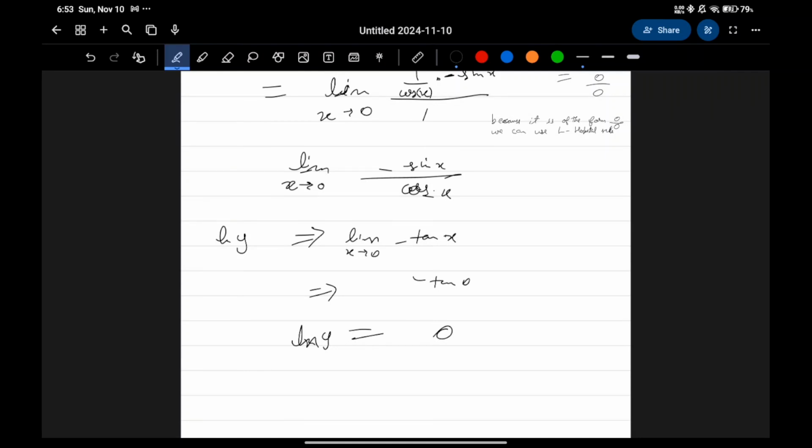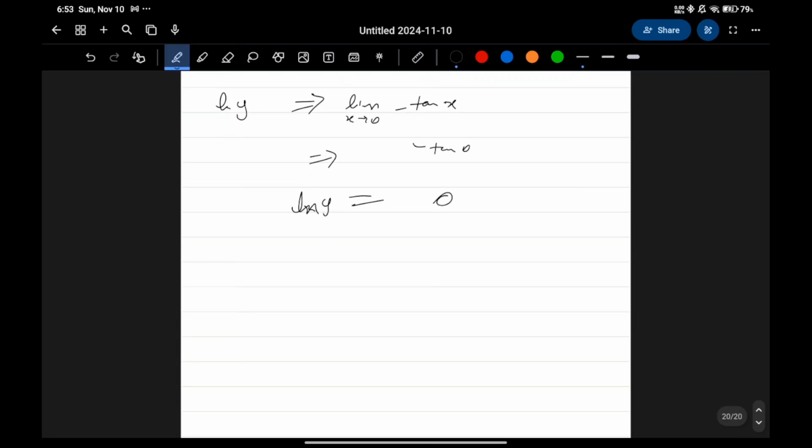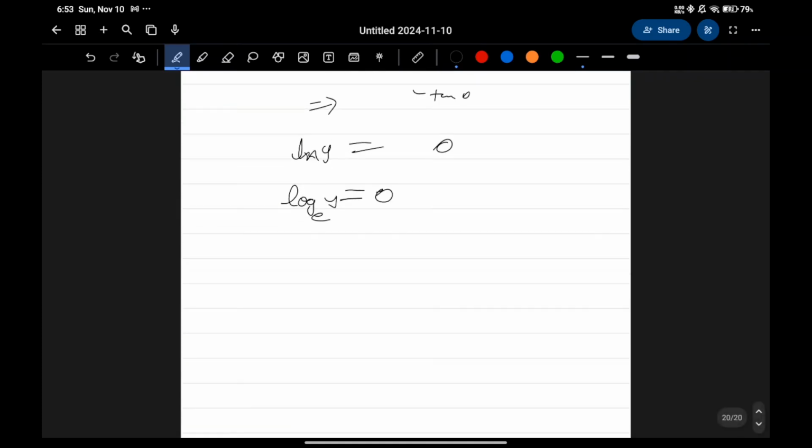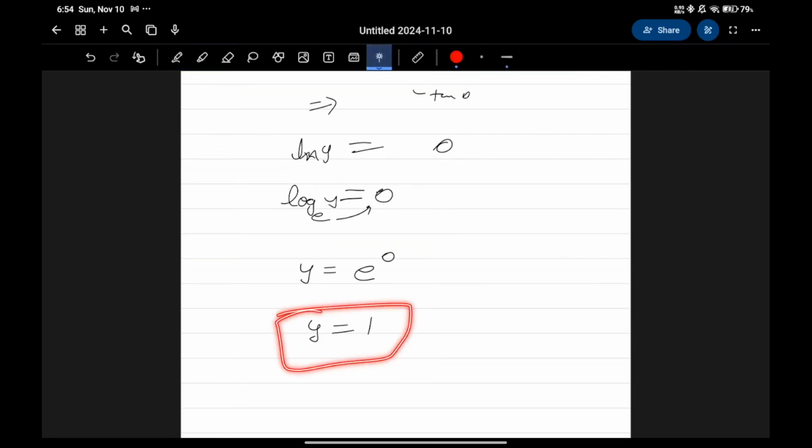Now, we needed to resolve this limit before answering our question. So log of y, which is log y with base e, equals 0. They're the same thing, natural log is that. Now, this would go over there. This would become y equals e to the power 0. e to the power 0 is 1. And this would be my final answer.